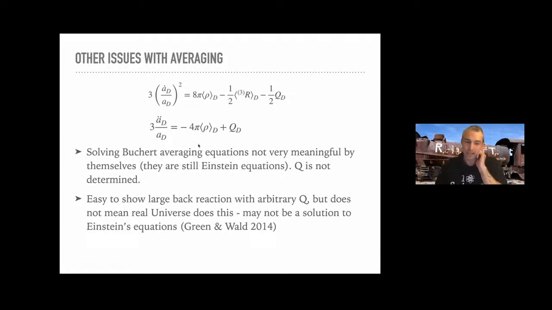And the other problem is, if you invent an arbitrary Q, you don't know whether the solution you found actually solves Einstein's equations or not, because you have to solve Einstein's equations to determine Q.